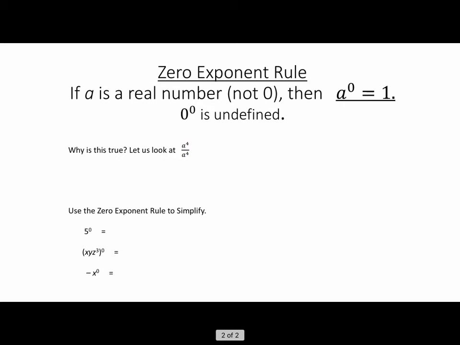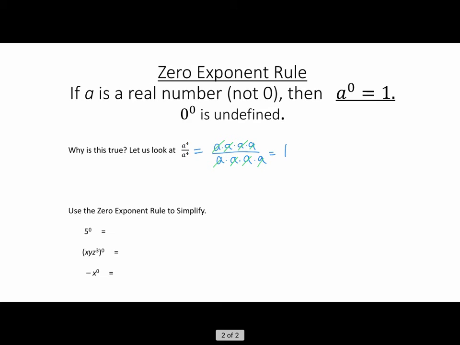Let's look at an example. A to the 4th over a to the 4th. So a to the 4th means a times itself 4 times, right? And same thing in the denominator. So if we were going to simplify this expression, then we can divide any factor from the numerator that's also in the denominator, right? So a divided by a, that's 1. A divided by a, that's 1. And so forth. So 1 times 1 times 1 times 1 equals 1.